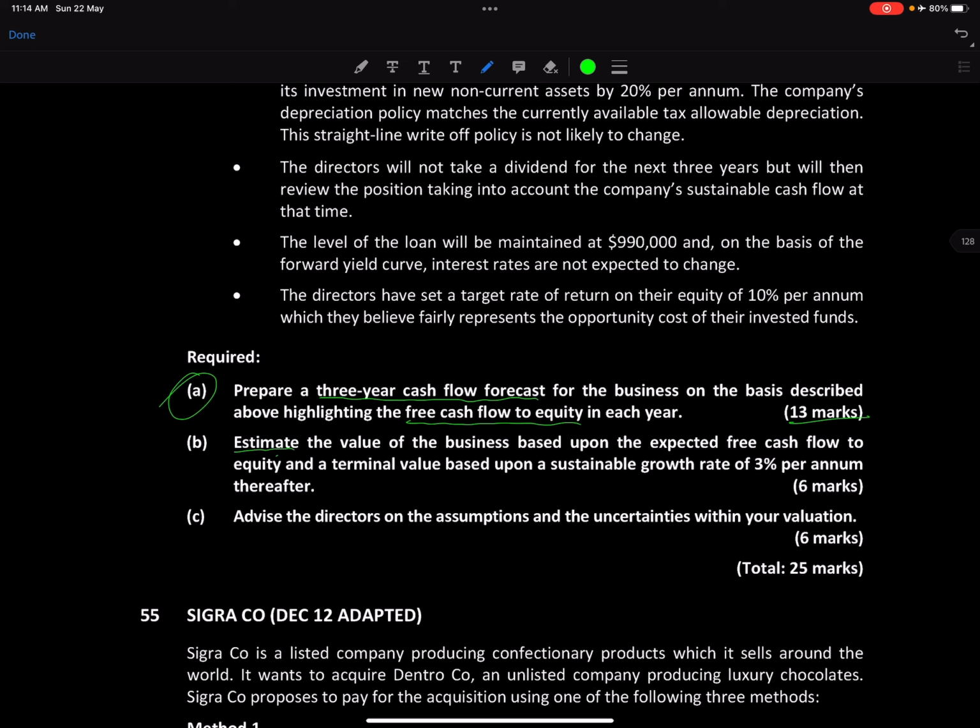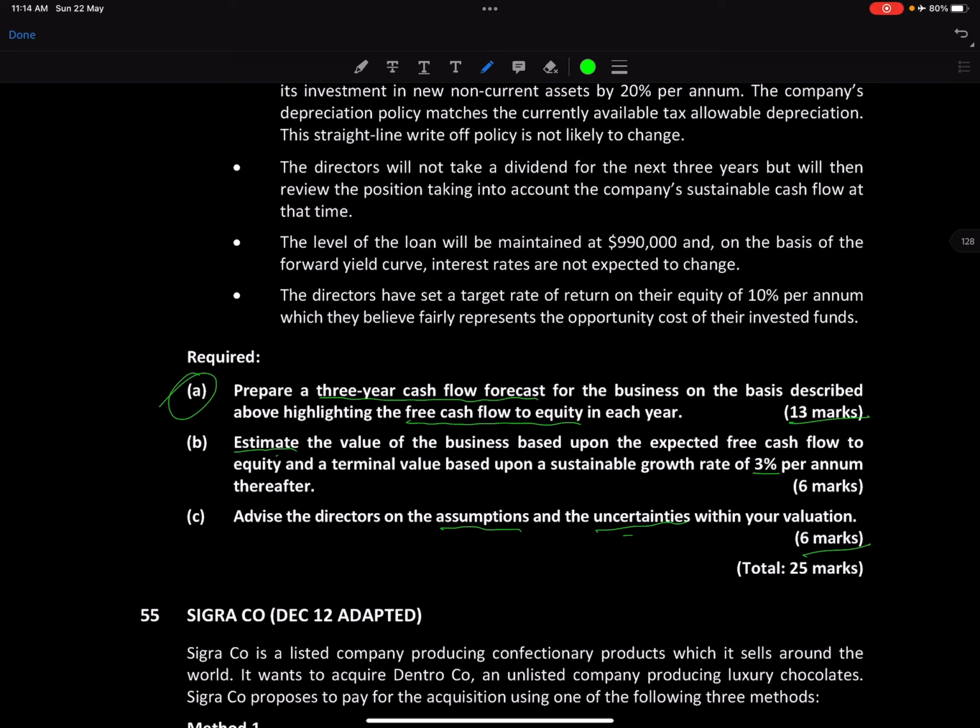Estimate the value of the business based upon the expected free cash flow to equity and a terminal value based upon a sustained growth rate of 3%. Okay, so terminal value, value of the business based upon expected free cash flow. Advise the directors on the assumptions and uncertainties within your valuation. There are always uncertainties, right? 6 marks.